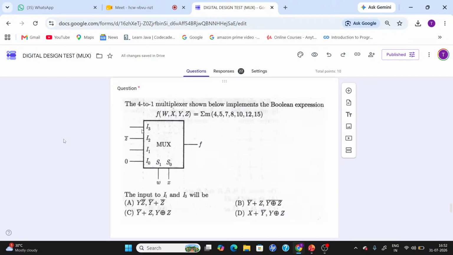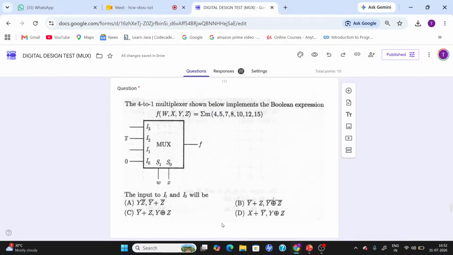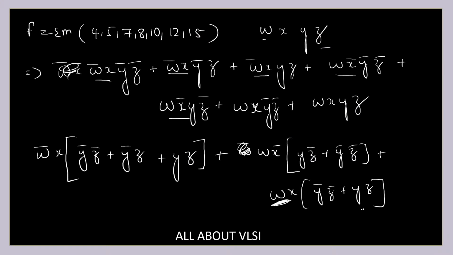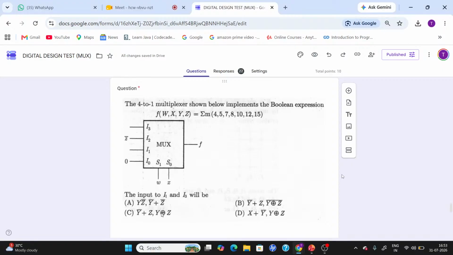And what else we have? We need to get I1 and I3. So I3 we get from here, which is Y XOR with Z, because the equation of your multiplexer is W bar X bar into I0 plus W bar X into I1 plus W X bar into I2 plus WX into I3, where WX is your select line and this is your I3, which is nothing but Y XOR with Z. And here also we have Y XOR with Z. So we need to cross verify between option C and option D.